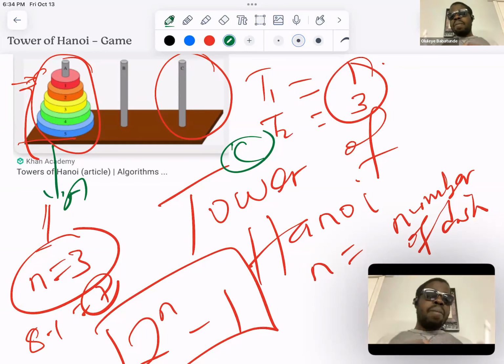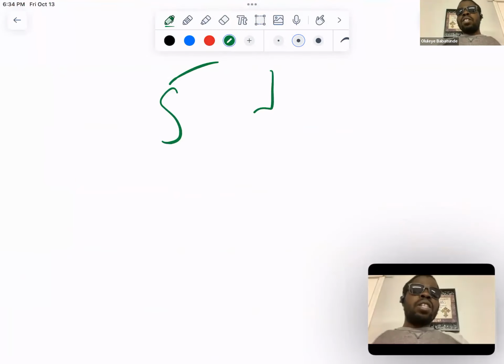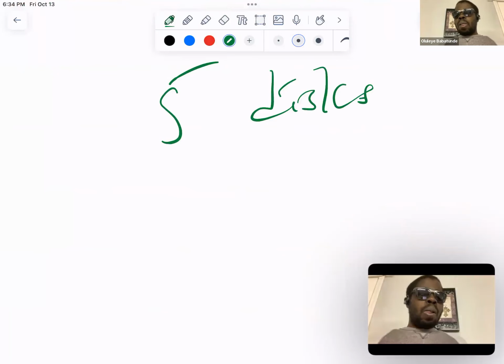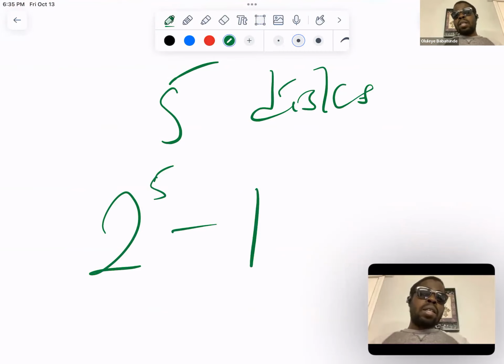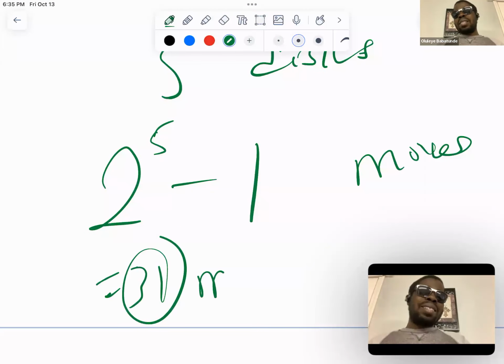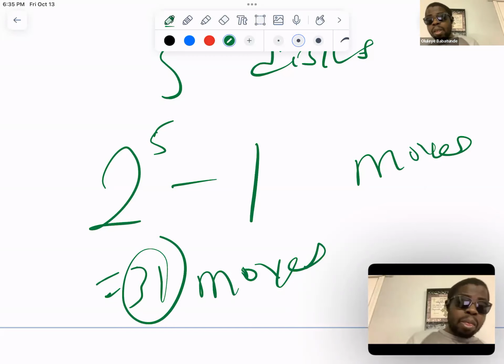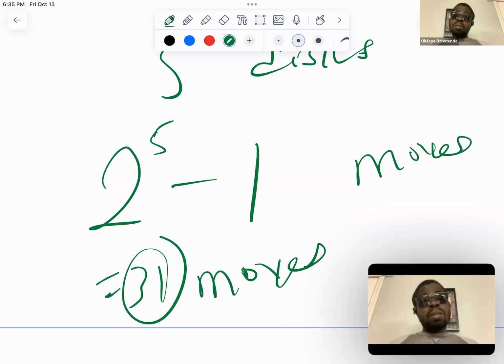So if you have this game, and if you have 5 discs, no matter how smart you are, you will require 2 to the 5 minus 1 moves, which is 31 moves. That's a lot of work. Now, the minimum number of moves is 2 to the n minus 1. It's for those who know how to play the game. If you don't know how to play the game, you can play the game forever.